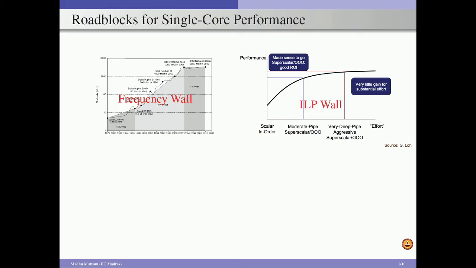So, applications do not have a significant instruction level parallelism. As a result, whatever effort we put in to extract the available ILP, the returns we are going to get are very small, and as a result we have to look for some other alternative.